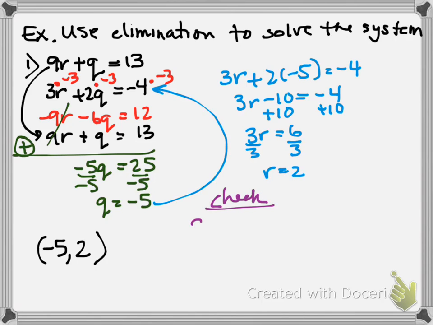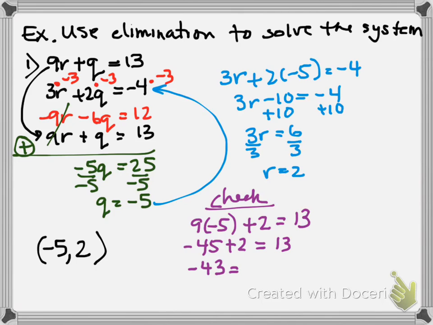Let's do the check. So 9 times -5 plus 2, does that equal 13? Here's our check. Does -43 equal 13? No. What is this madness? So what if we solved that and did it the different way?